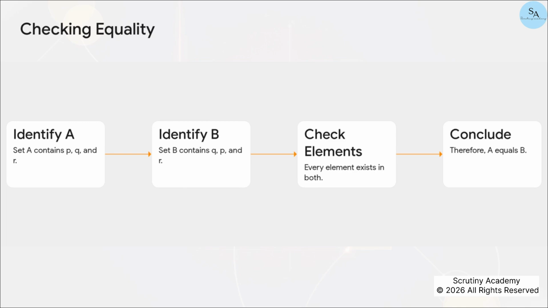Step 3. We check the elements both ways. Does every single letter in A exist over in B? Yes. Does every letter in B exist in A? Also yes. Therefore, step 4. We can safely conclude A equals B. The absolutely crucial takeaway here is that the order of elements in a set absolutely does not matter. PQR is the exact same set as QPR.